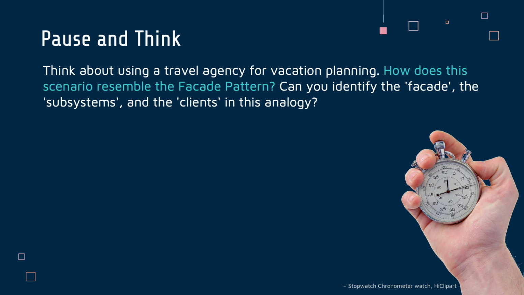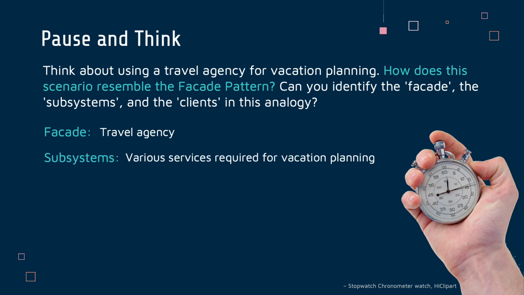In our analogy, the travel agency itself acts as the facade. It provides a simplified interface to the clients, hiding the complexities of vacation planning, which involves dealing with multiple different services like flights, hotels, and tours. The subsystems are the various services required for vacation planning, such as booking flights, hotels, and arranging tours. Each of these can be complex, having their own interfaces and processes.